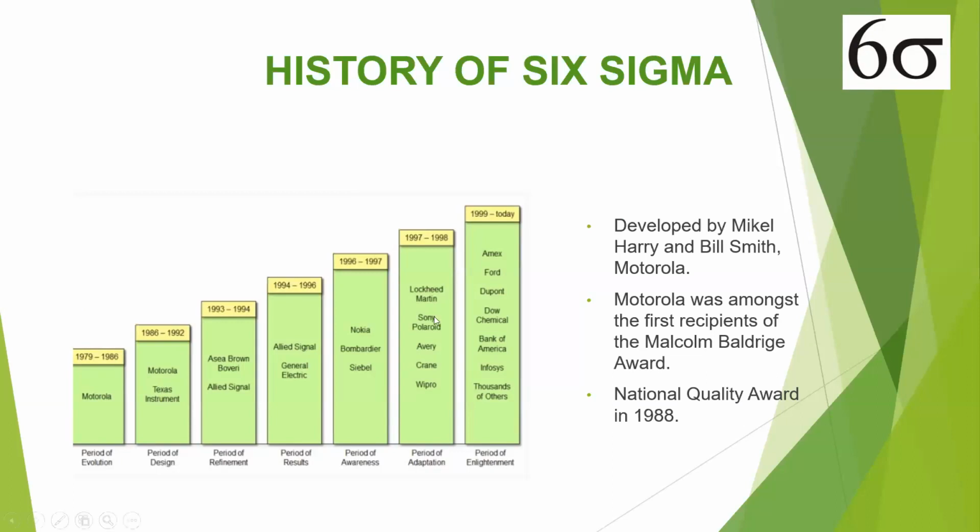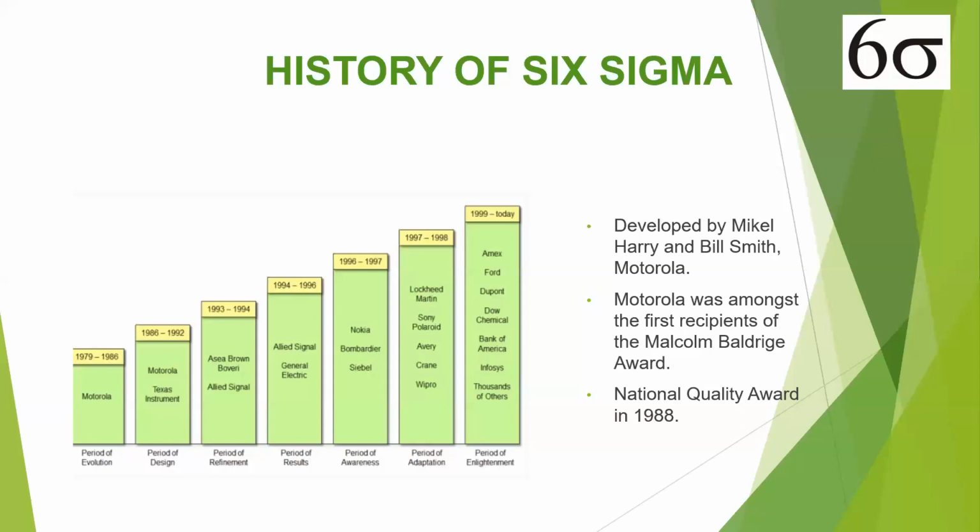Motorola was among the first recipients of the Malcolm Baldrige National Quality Award in 1988. In 1996 and 1997, there were other users like Bombardier, Siebel, Nokia, and by the late 90s, very famous manufacturing corporations like Lockheed Martin, Sony, Polaroid, Avery, Crane, and our very own Indian Wipro were all using it. And today, it is used across the world by big names like Infosys, Bank of America, DuPont, and so many others.